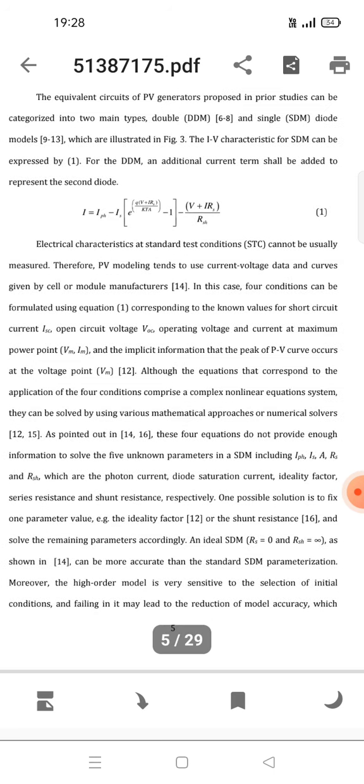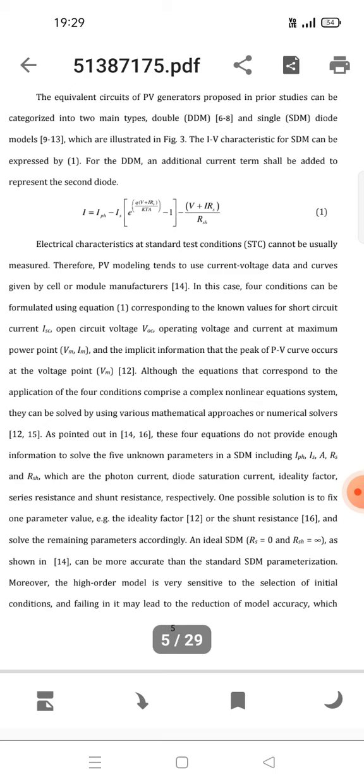Electrical characteristics under standard testing conditions cannot usually be measured. Therefore, PV modeling tends to use current-voltage curve data given by the cell or module manufacturer. In this case, four conditions can be formulated using the equation corresponding to the known values of short circuit current I_sc, open circuit voltage V_oc, and operating current and voltage at maximum power, I_m and V_m.